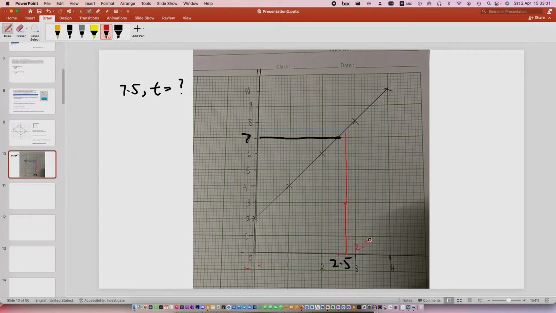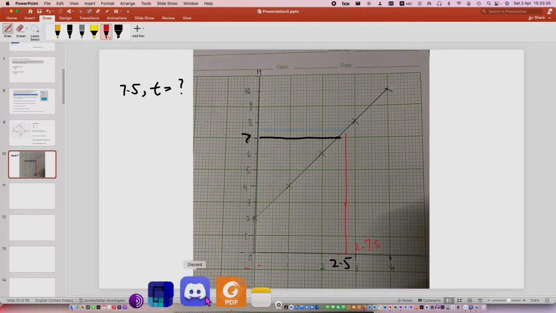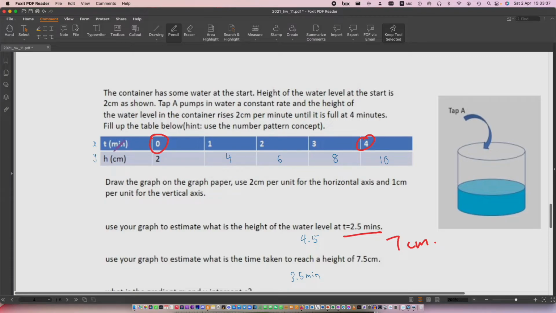Yeah, it's 2.7. Is it second or minute? Refer to the question. What's the unit? Minute. So it's 2.7 minutes, right? And then this is 7 cm. You must write the unit also. So far so good? Okay?